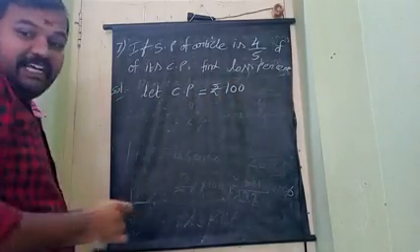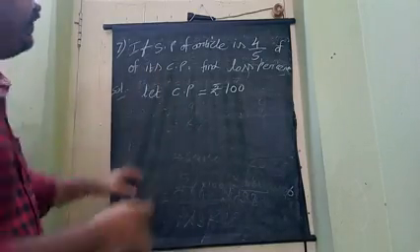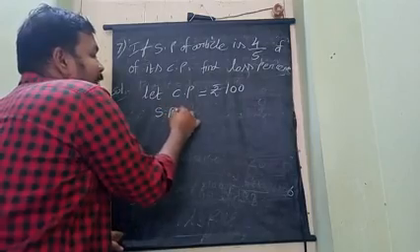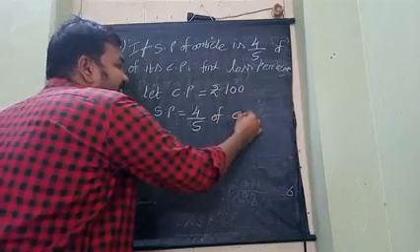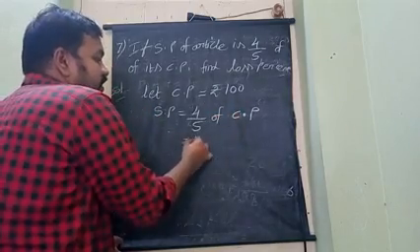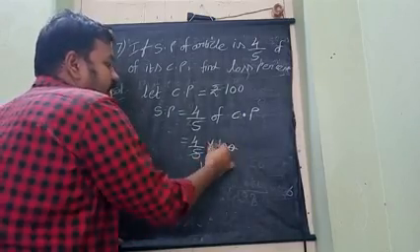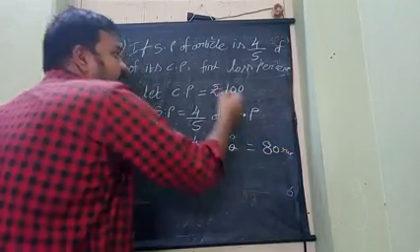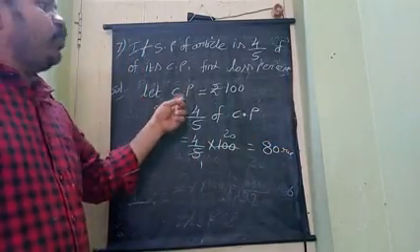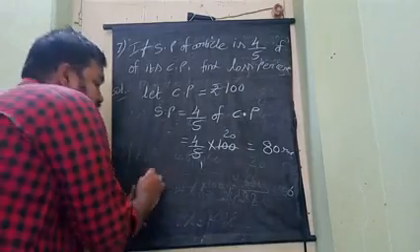If we take the cost price as 100, what will happen to the selling price? Selling price is equal to 4 by 5 of CP. That means 4 by 5 into 100, cancellation, 1 time, 20 times, that is 80 rupees. Cost price is 100 rupees and selling price is 80 rupees. How much loss did he get?